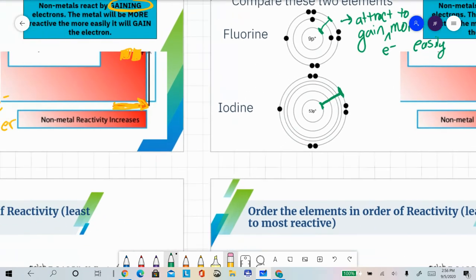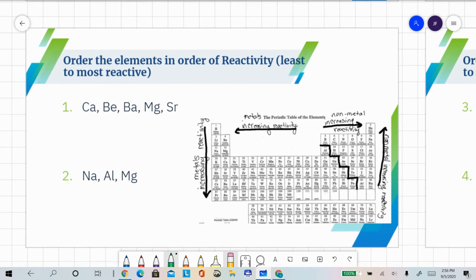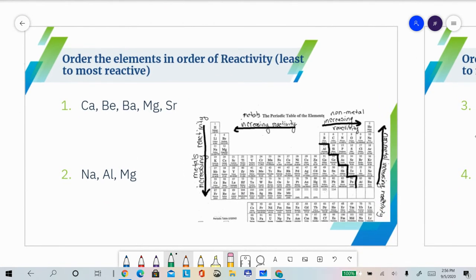Okay, so on your periodic table, I recommend, it's kind of a lot to draw in, but the first thing I would do, and you should have already done this for our ions, is make sure that your stair step is here. And I actually had you color in the elements that were metalloids, that separated metals over here and nonmetals over here. So the first thing you have to do when you're asked to order these from least to most reactive is ask, are they metals or are they nonmetals?